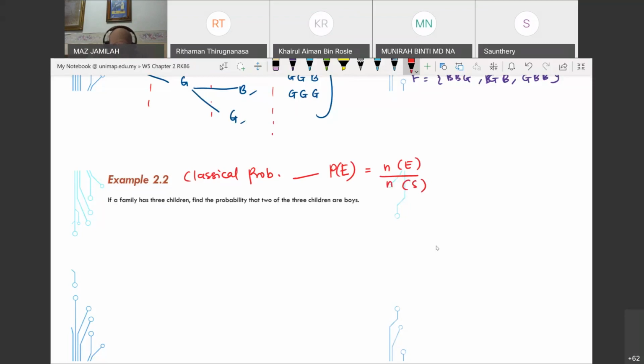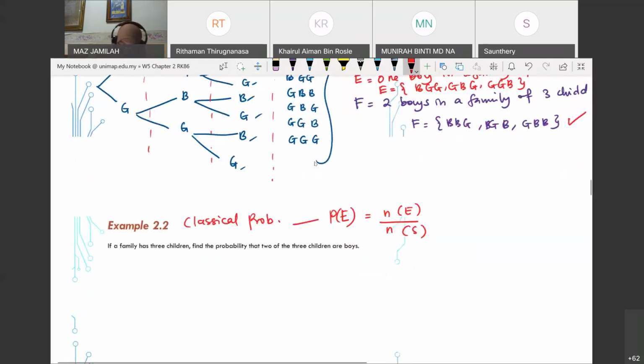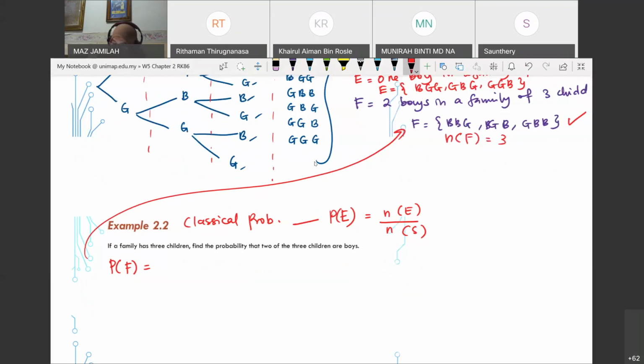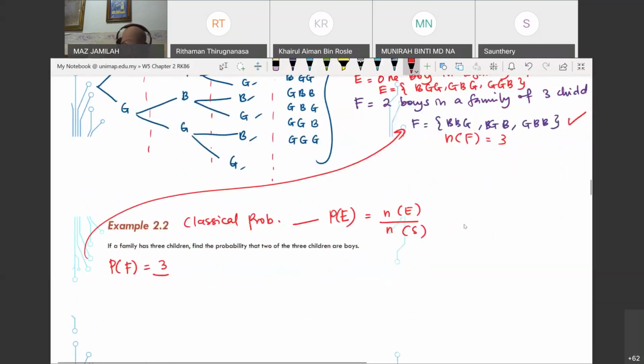Now, the question is if a family has 3 children, find the probability 2 of the children are boys. 2 of the children are boys, so we are talking about this given F. So P of F, we are talking about 2 boys in a family. How many number of F occur? 3. So we have 3 over number of sample space is 8. So 3/8. Okay, as simple as that.